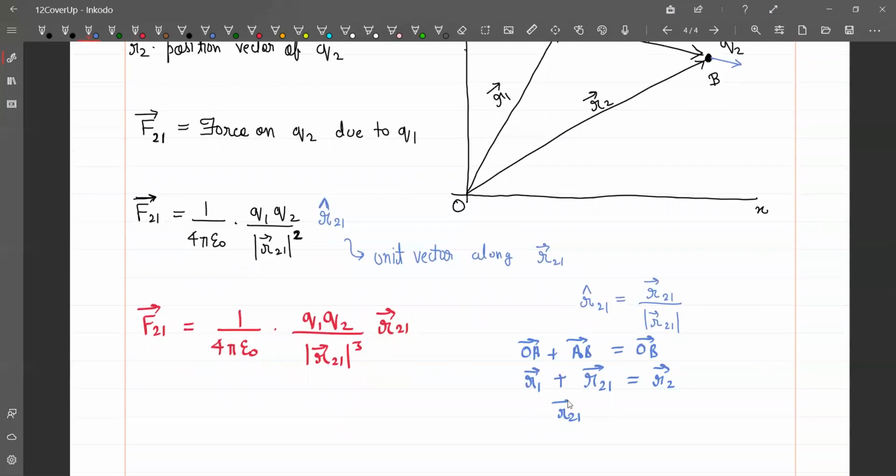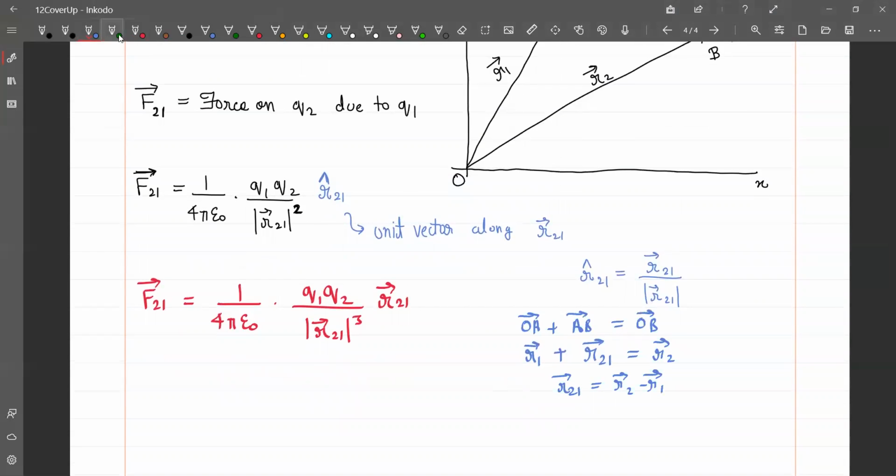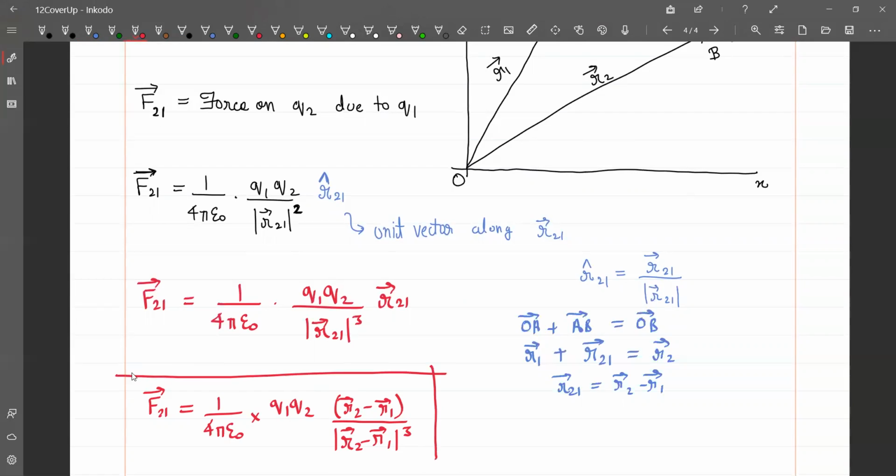From here, I can write r21 vector is r2 vector minus r1 vector. I can substitute this also to get the final result, that is F21 vector is 1 by 4 pi epsilon naught Q1 Q2, times r2 vector minus r1 vector divided by mod of r2 vector minus r1 vector whole cube. This is the force on charged particle 2 due to charged particle 1 in vector form.